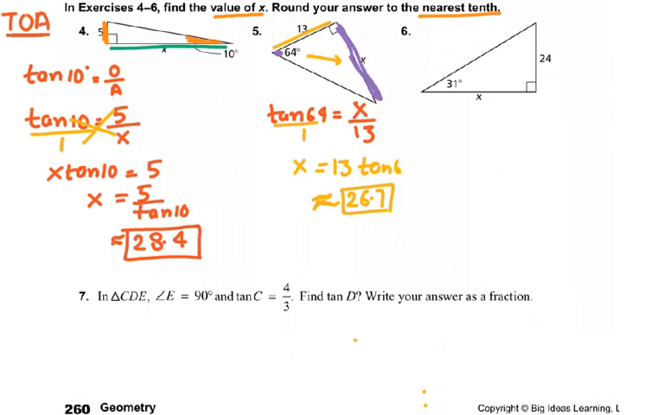Then we are going to do question number 6. The same thing, we have to identify. Both legs are given. You see that this leg is given and this leg is given. Both legs are given. It means I have to use the tangent ratio.